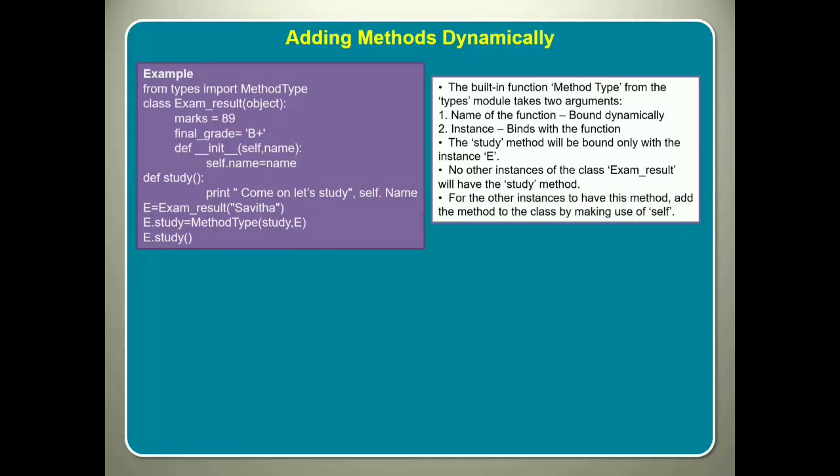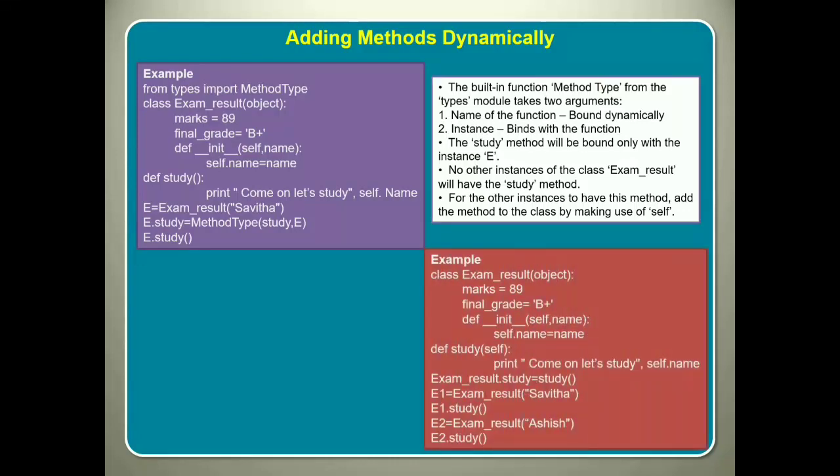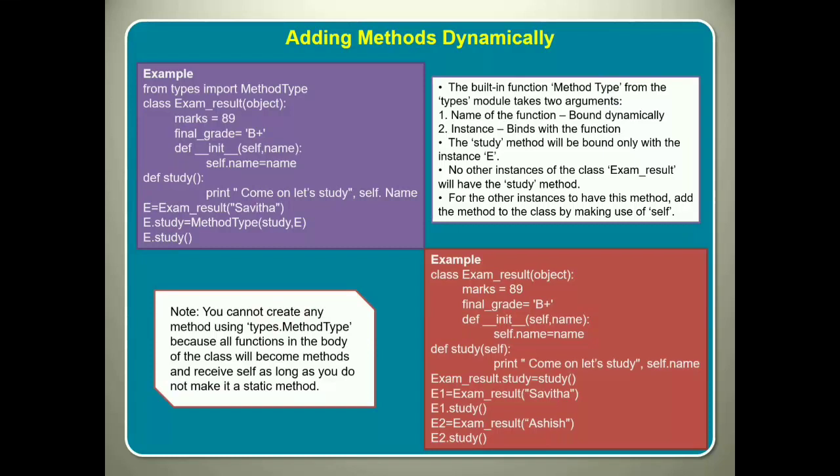For the other instances to have this method, add the method to the class by making use of self. Take a look at an example to understand this. From the example shown here, you need to note you cannot create any method using MethodType because all functions in the body of the class will become methods and receive self as long as you do not make it a static method. You will learn about static methods later in the module.